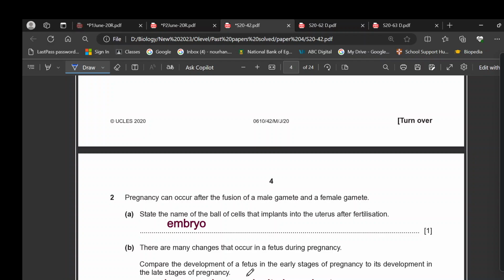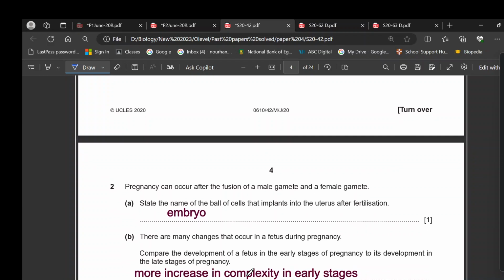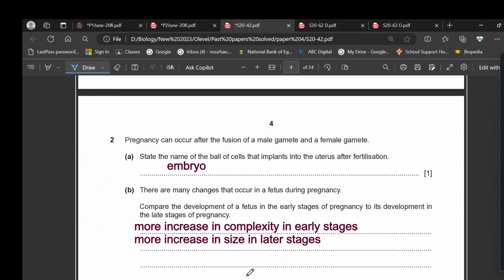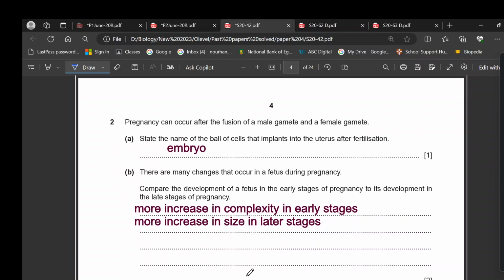There is more increase in complexity, which means that all the organs of the baby are formed during the first 3 months. While the rest of the pregnancy, the late stage, there is more increase in size. After the first 3 months, all the baby is formed, but then it increases in size until it is born.